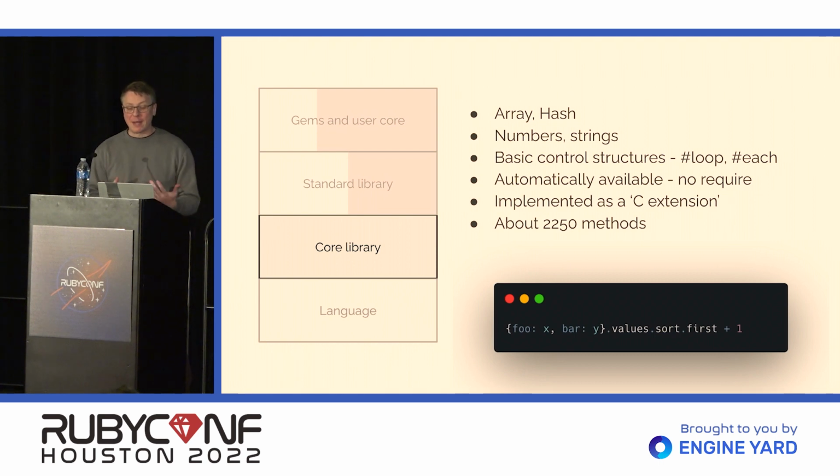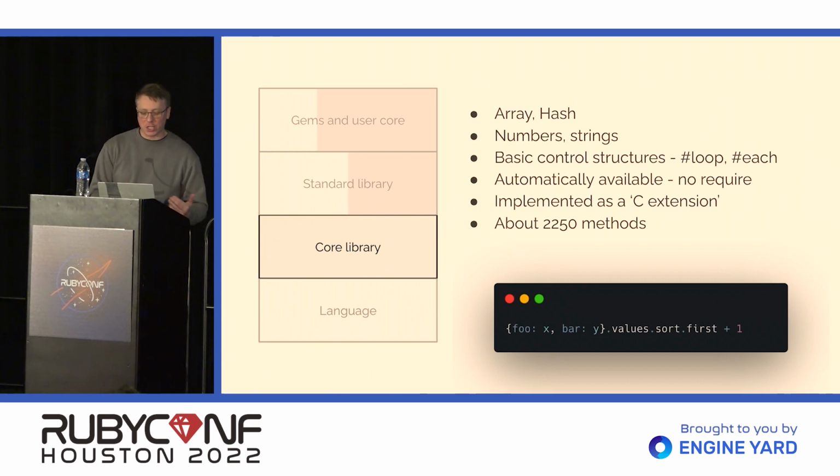The core library is automatically available. You don't have to require it. It's just magically always there. It's implemented as a C extension. It's a C extension that's just built into Ruby, but it's the same API it uses. And there's around 2,250 methods, so it's really large. There's a lot in Ruby's batteries included core library.